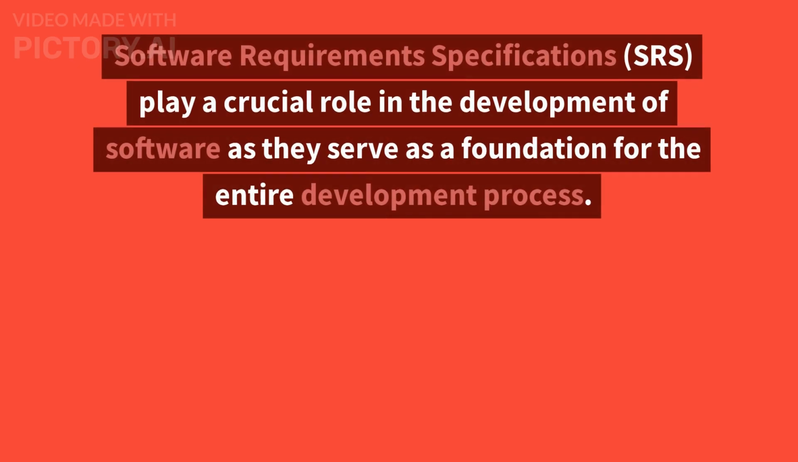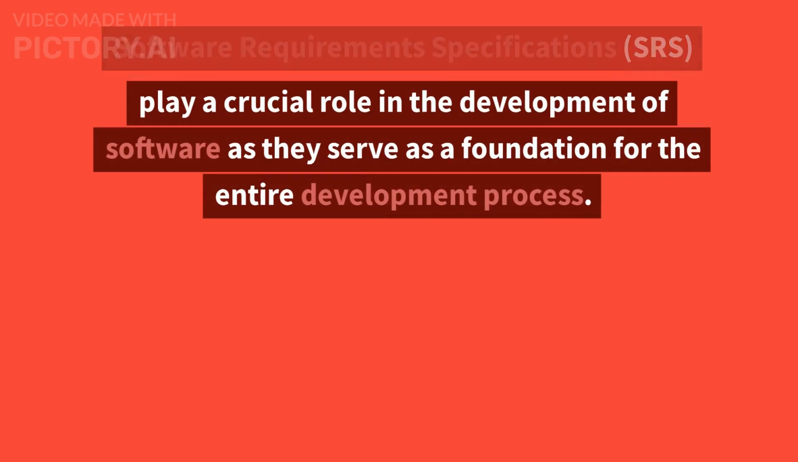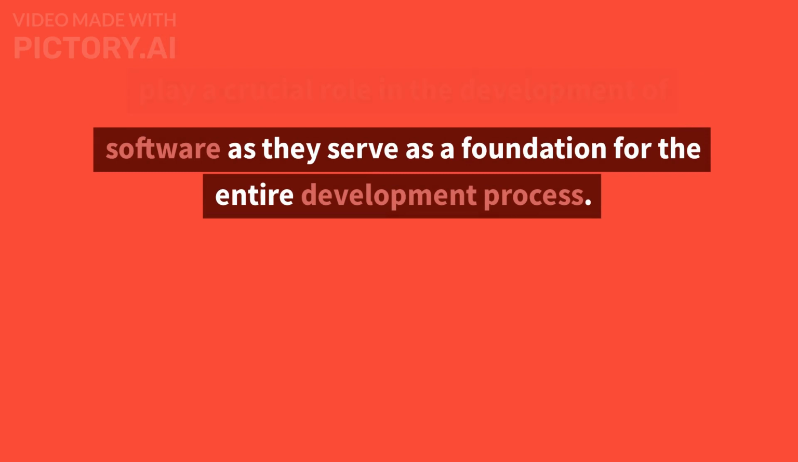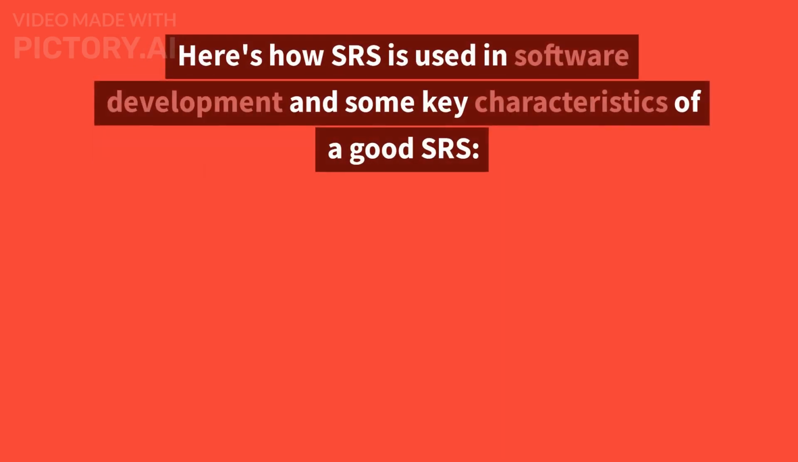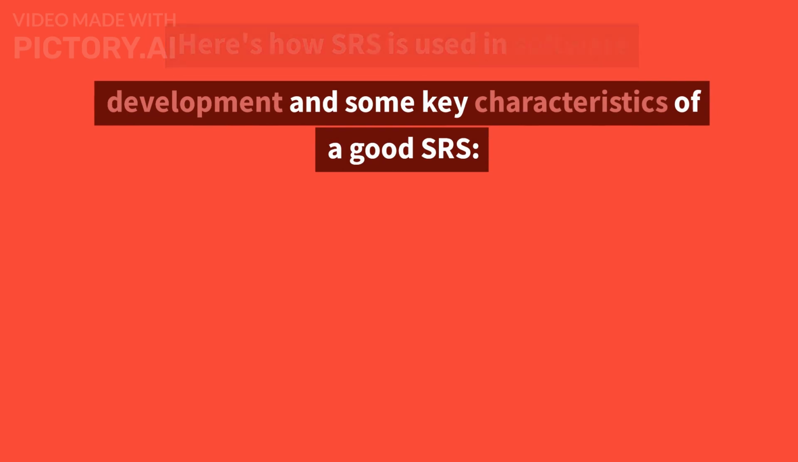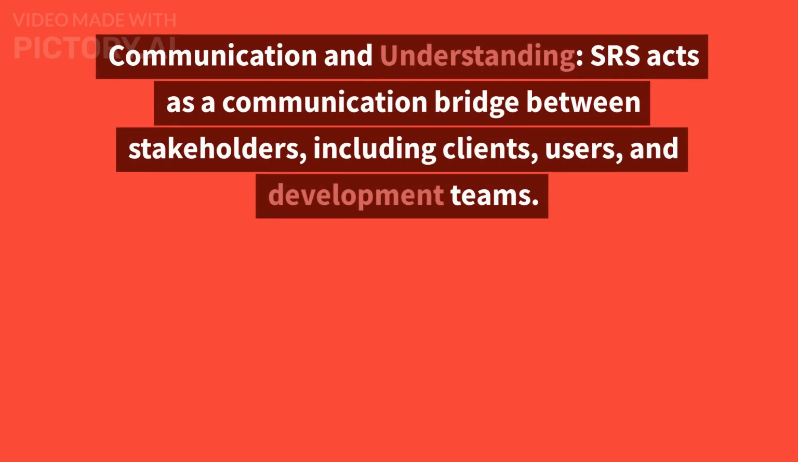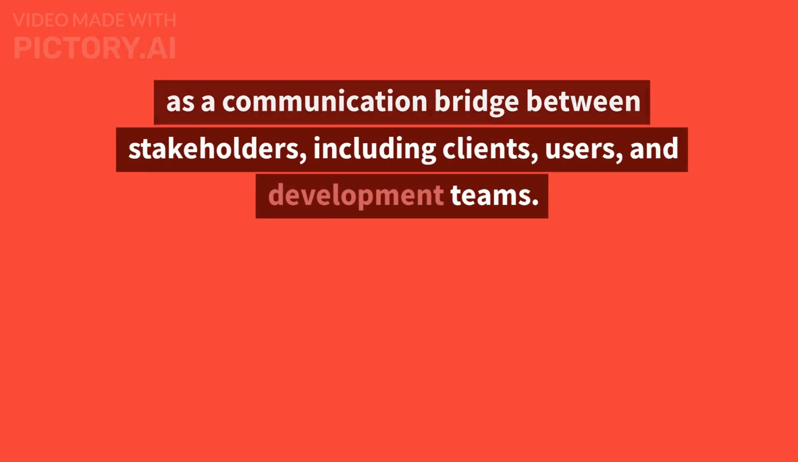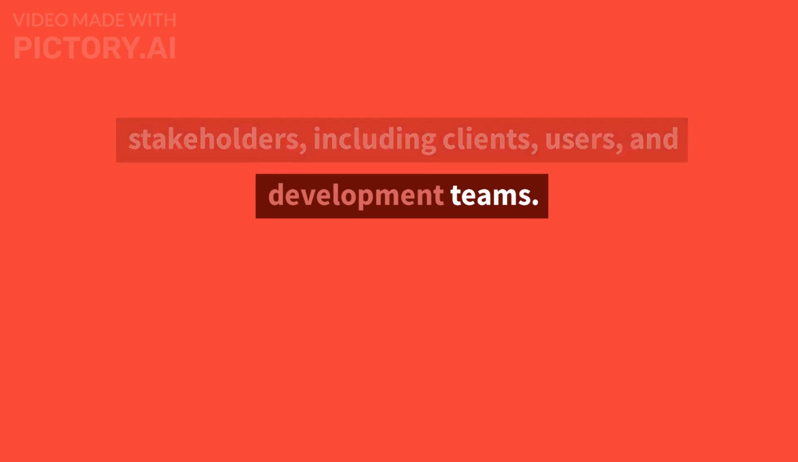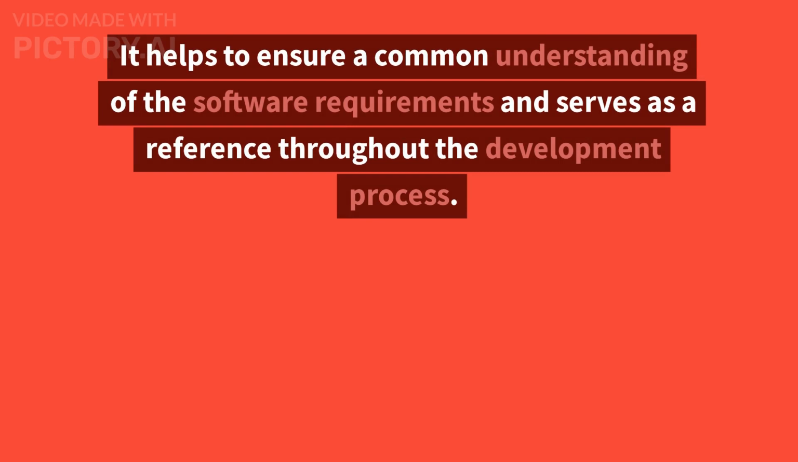Software requirements specifications, SRS, play a crucial role in the development of software as they serve as a foundation for the entire development process. Here's how SRS is used in software development and some key characteristics of a good SRS. 1. Communication and understanding. SRS acts as a communication bridge between stakeholders, including clients, users, and development teams. It helps to ensure a common understanding of the software requirements and serves as a reference throughout the development process.